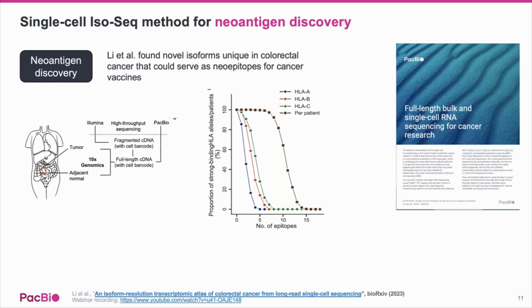Finally, single-cell Iso-Seq shows promise for neoantigen discovery. Researchers applied this to colorectal cancer samples and discovered novel isoforms, RNA editing events, and isoforms associated with cell type differentiation. But the most promising find was identifying neoepitopes that showed promise as vaccine candidates.